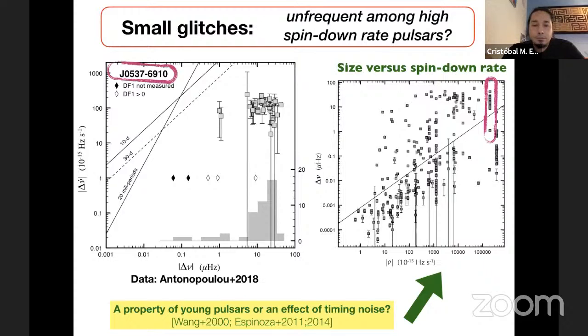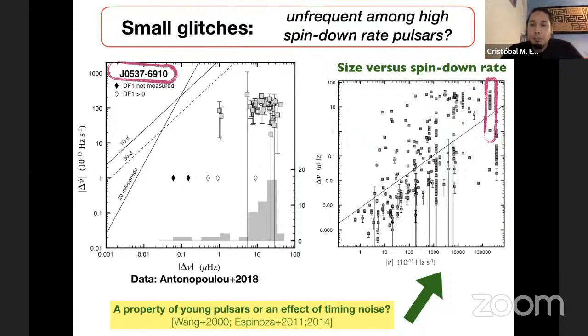Another reason to look for small glitches is the plot on the right-hand side. It shows the size of a glitch versus the spin down rate. This is from 2011, so there are more glitches detected now, but you can see that for very low spin down rate pulsars, we can detect very small glitches, with sizes of the order of 10 to the minus 4. However, for high spin down rate pulsars, there are no events detected below 10 to the minus 3. For example, the pulsar I'm showing in the left-hand side plot I marked on the right-hand side plot with the purple marker.